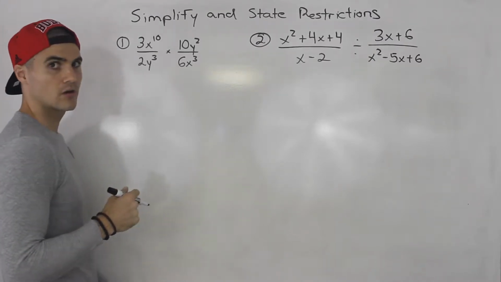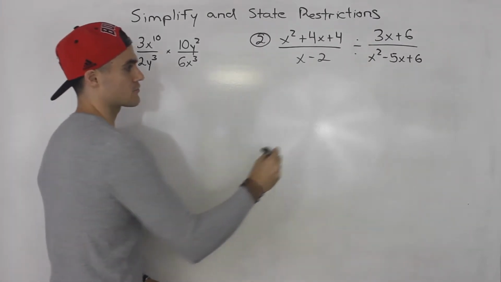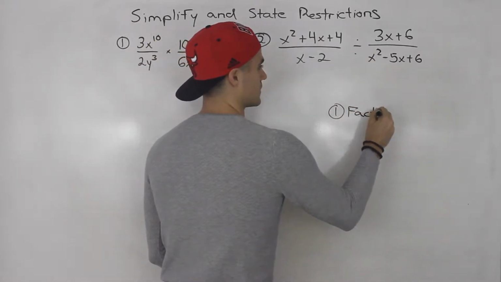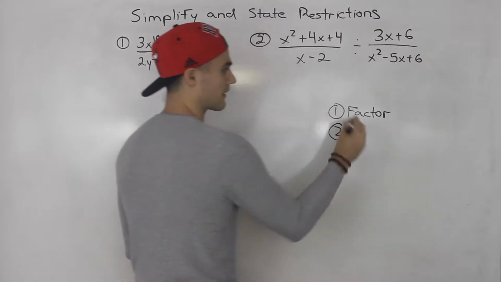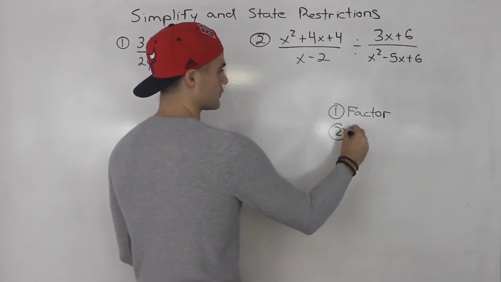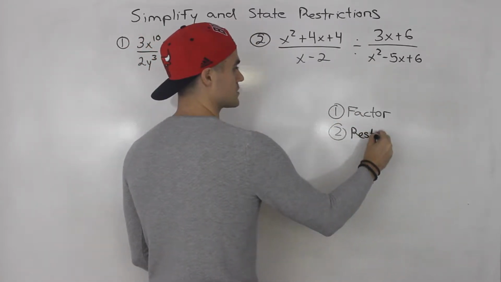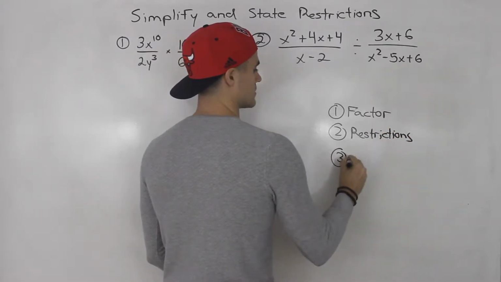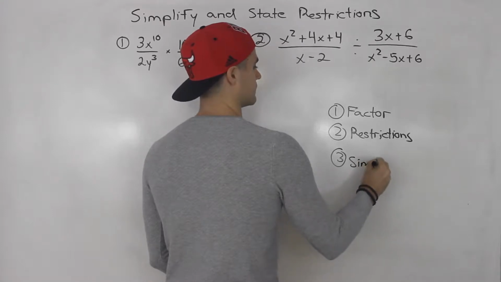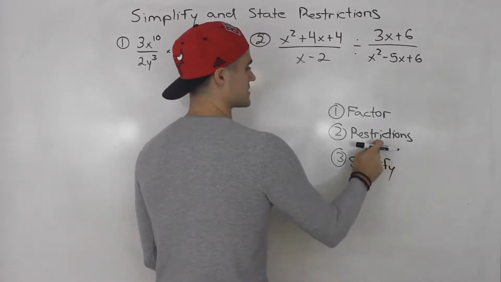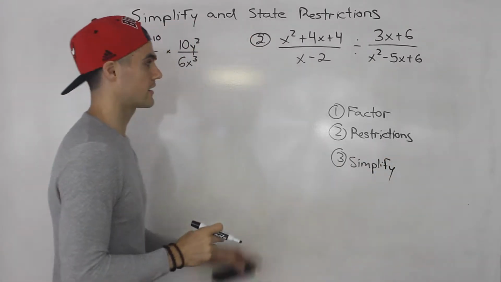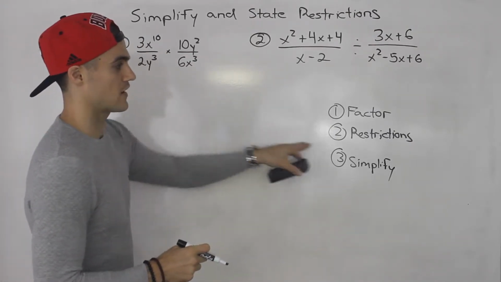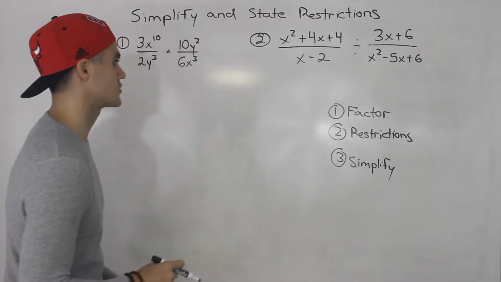Now, if you remember, I listed out 3 general steps in the lecture videos that you always want to go through. You want to factor everything. Then after you factor, you want to state your restrictions. And then you want to simplify. You want to state your restrictions before you simplify in case factors cancel out and you forget that from those factors you still have to get the restrictions.